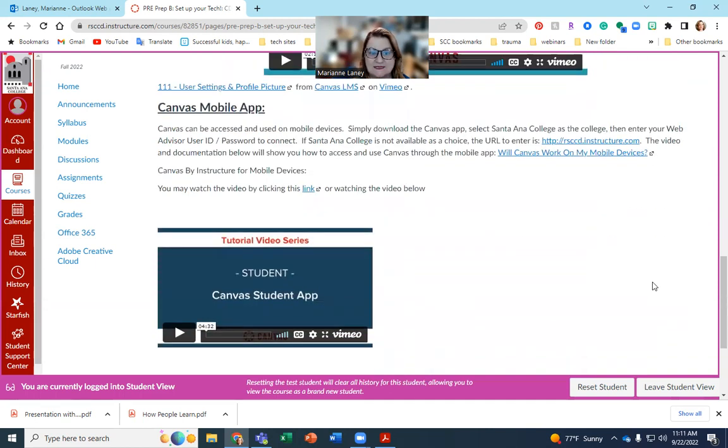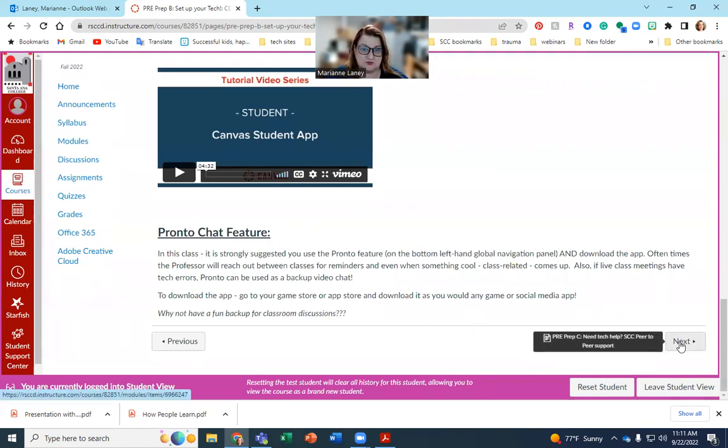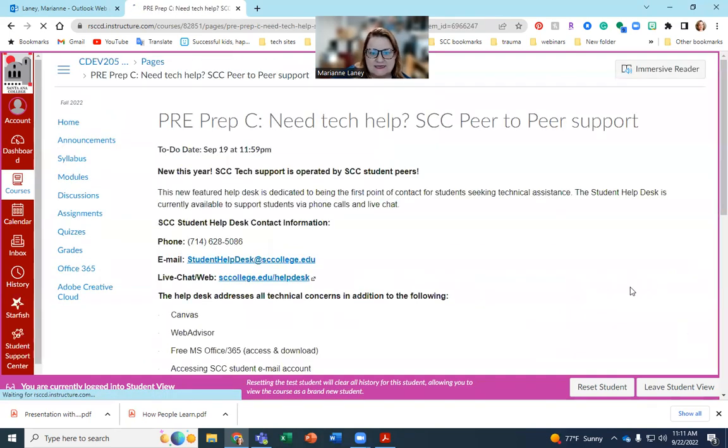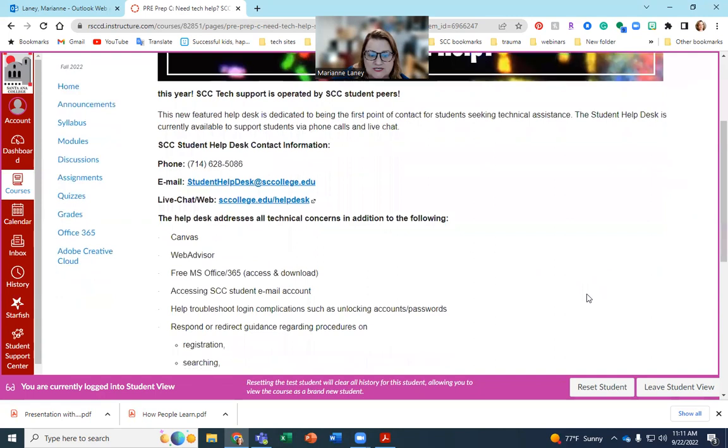Again, settings. I use the Canvas mobile app. It's fantastic. I can be at a car wash and be doing it. Pronto is awesome. You guys can chit chat in there. You can also do video calls in Pronto and send gifts and little emoticons, stuff like that. So next is need help. Here's peer-to-peer support. Now, this is SEC peer-to-peer support. I'm sure you guys have peer-to-peer support at Santa Ana College.